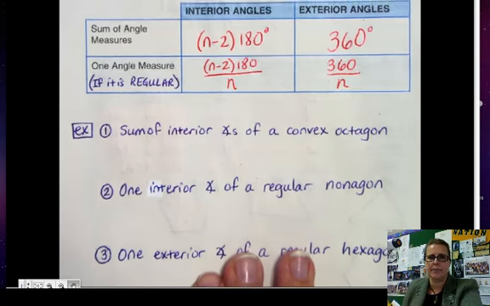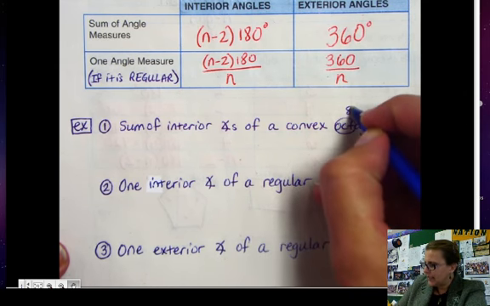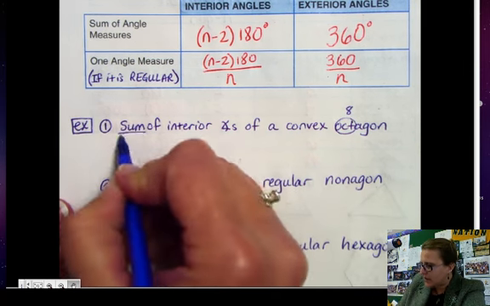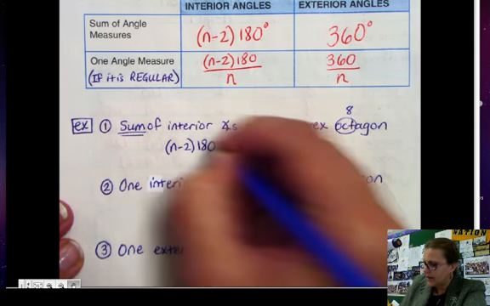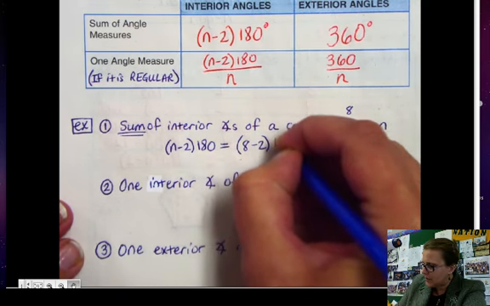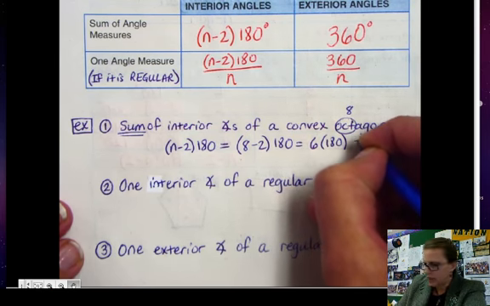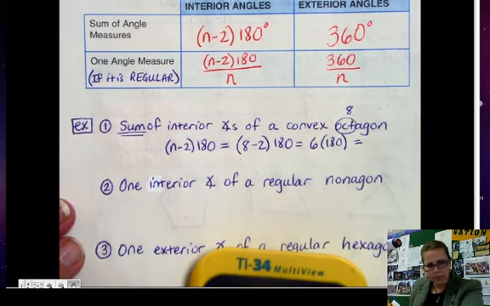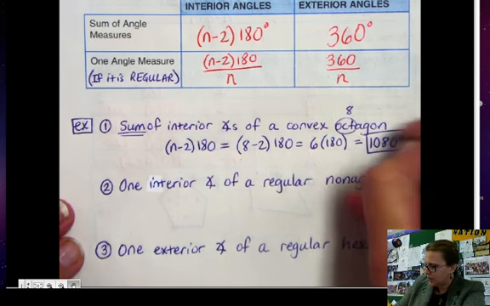So let's do 3 examples. The sum of the interior angles of a convex octagon. Octagon means 8, right? An octopus has 8 legs, so octagon. We're finding the sum, so that's all of them together. We have n minus 2 times 180 as our formula, so we plug in 8 for n. So 8 minus 2 is 6, times 180, which is 1080 degrees. So that's my answer here. Okay?